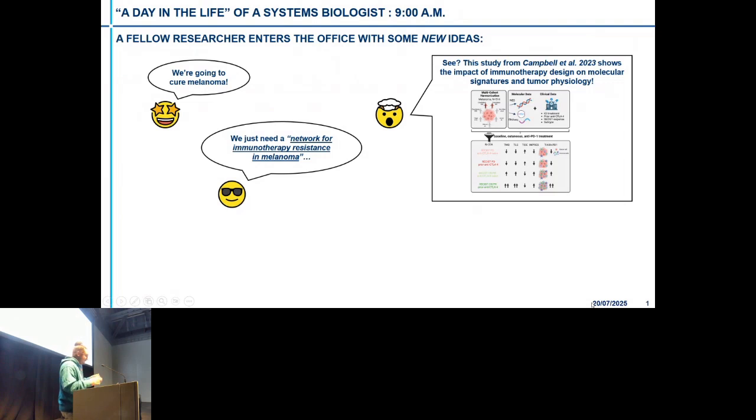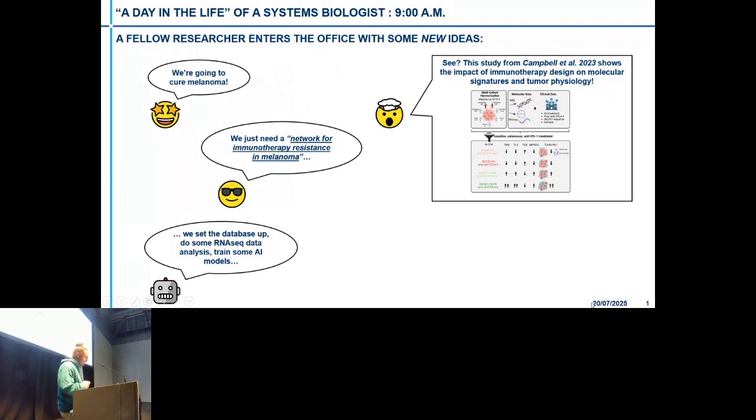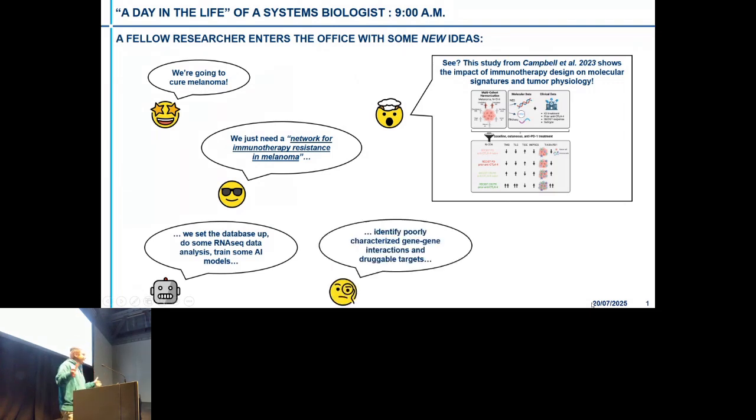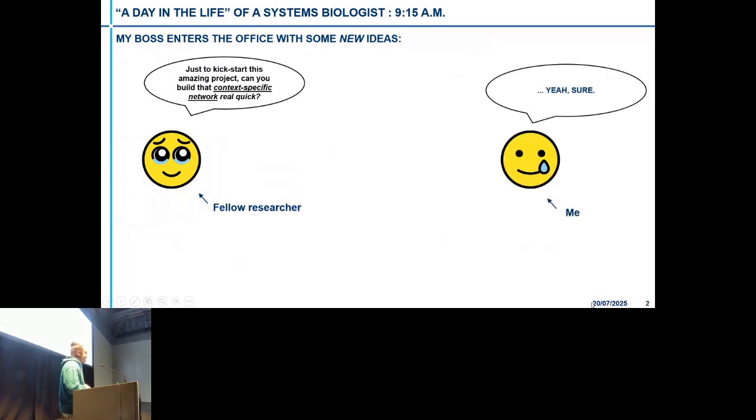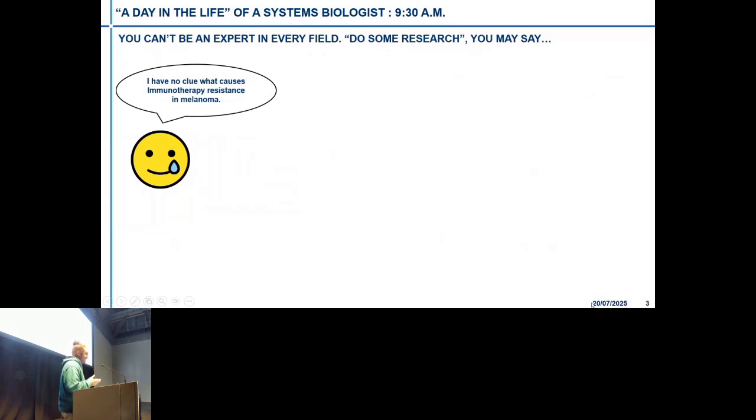And we just need a network for immunotherapy resistance in melanoma. And then we set some database up, do some RNA-seq analysis, train some AI models, we identify poorly characterized genes, druggable targets, we publish, we're getting famous, they might say. And then after 15 minutes, they plead, just to kickstart this amazing project, can you build a context-specific network for me real quick? And of course I say, yeah, sure.